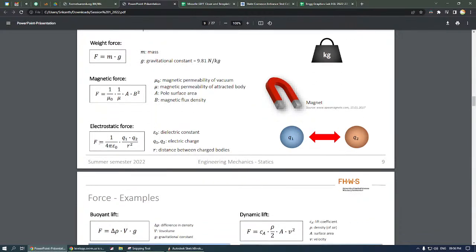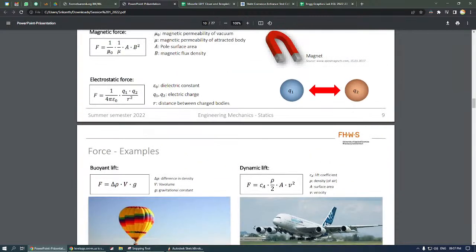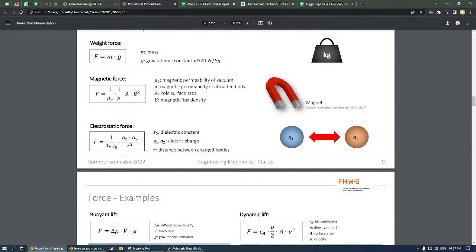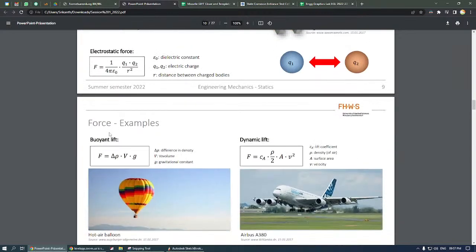Then electrostatic force. Electrostatic means if you have a proton or electron, a neutron will not have any charge on it. So electron-proton or proton-proton, these are the charges. This is the formula we use for electrical engineering. The upper one is for magnetic force. This one is for electrostatic force.